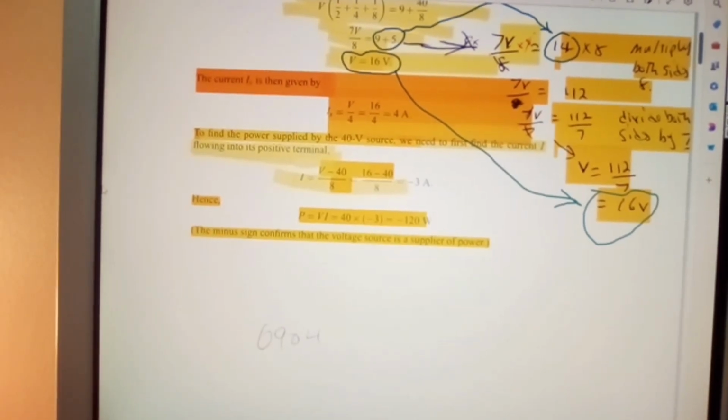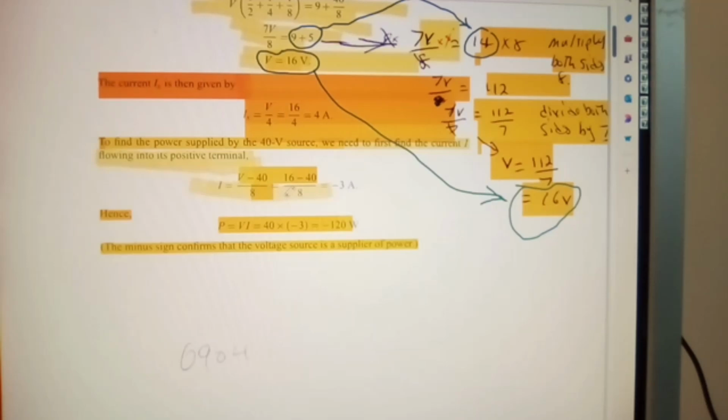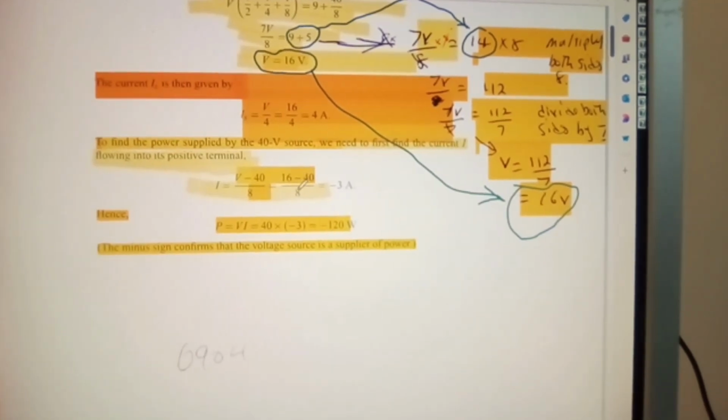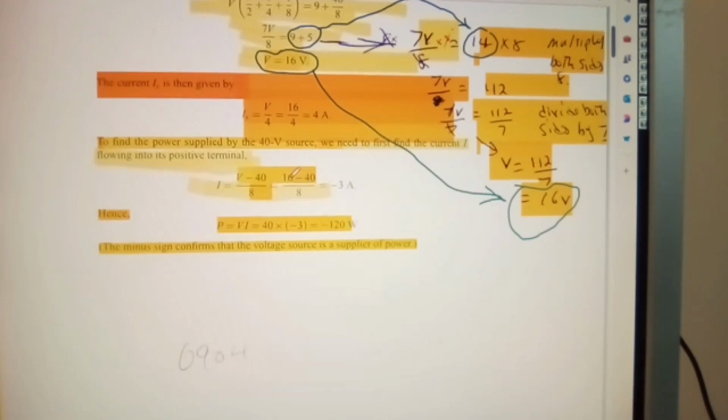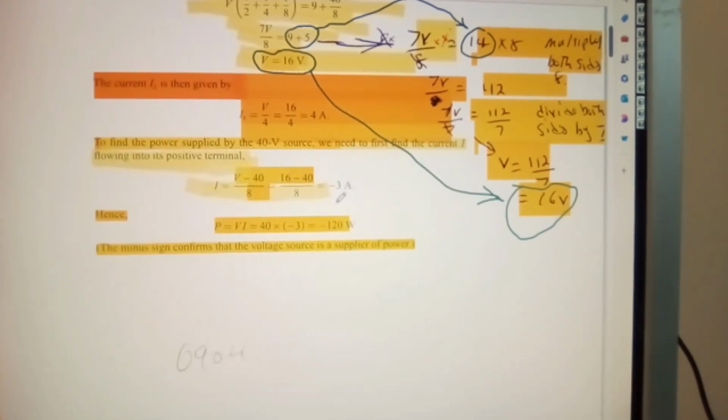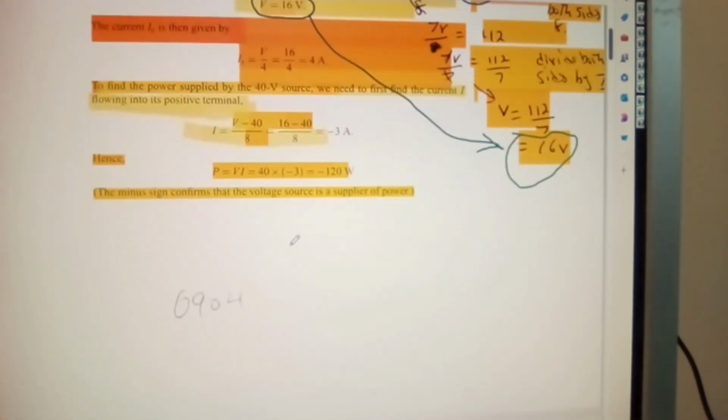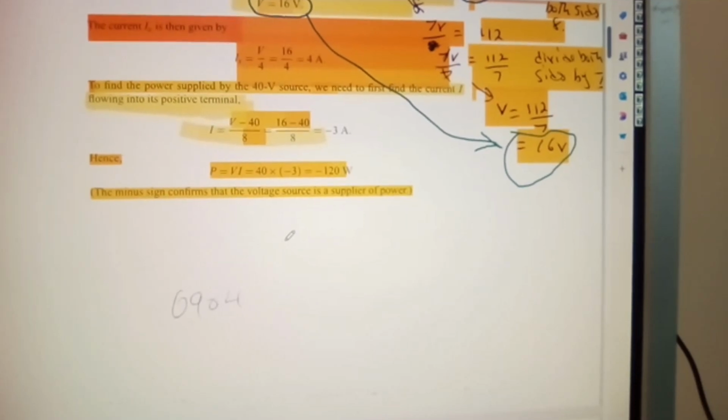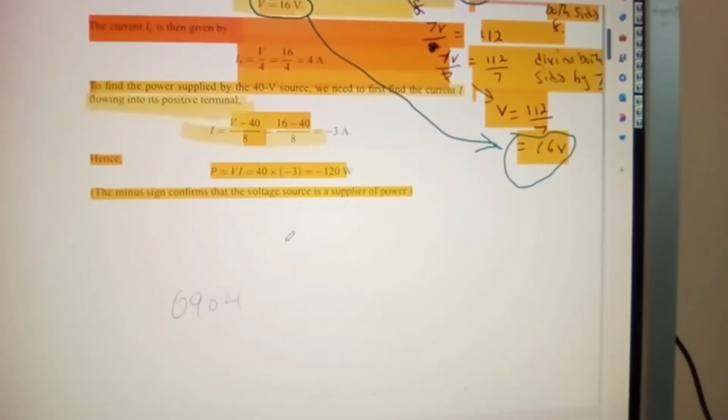Okay, just checking that I am right. Now this is for you to continue to look at. And you can see that here it's therefore minus 24. 8 into 24 goes 3 times, it is minus 3 amps. Hence P equals V times I equals 40 times minus 3 equals minus 120 watts. The minus sign confirms that the voltage source is a supplier of power.